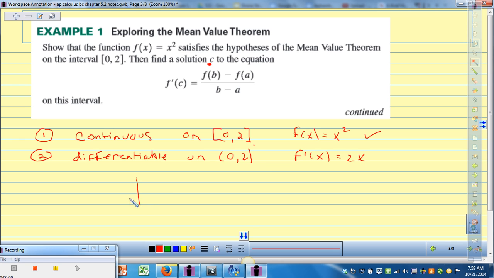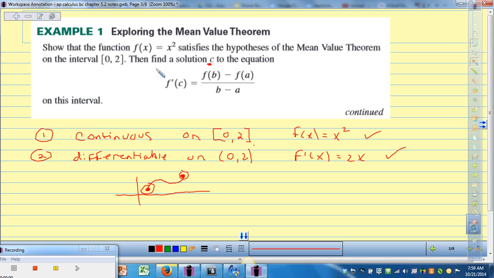When you check this, to be continuous on the closed interval means that the points at the ends have to be filled in. No holes. And to be differentiable on the open interval, it doesn't matter if we're differentiable at those endpoints, but it needs to be differentiable everywhere in between. Those are the only two conditions that have to be met. So we are differentiable on the open interval from 0 to 2, yes.